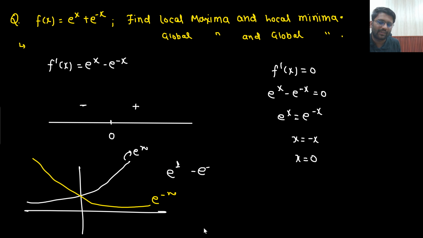This is the graph of e to the power minus x. So who is higher, for x greater than 0? E to the power x is higher. So e to the power x is higher than e to the power minus x, that means the value will be positive. And here, who is higher? E to the power minus x is higher.